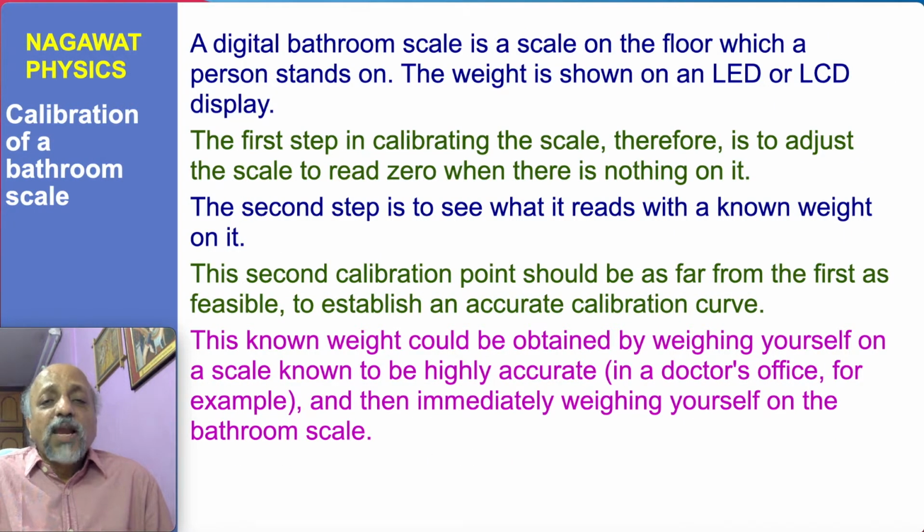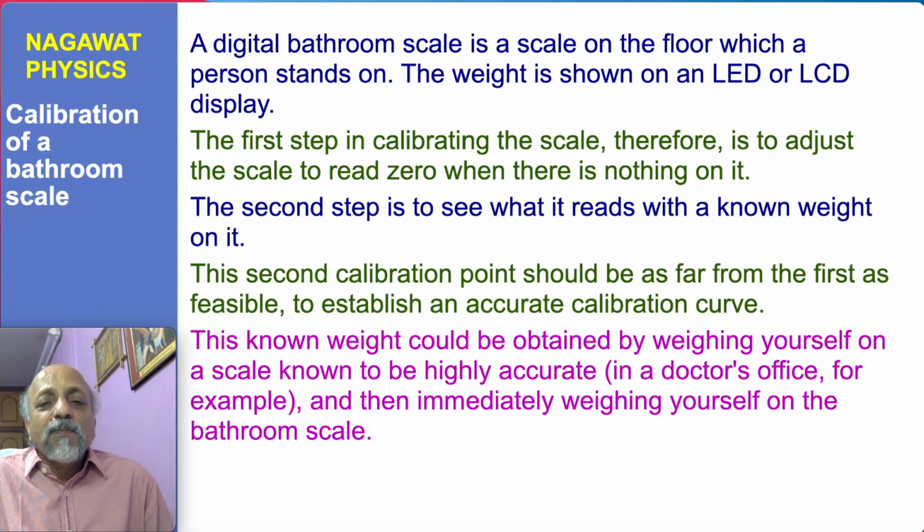Now, for example, I give you a case: a digital bathroom scale. A digital bathroom scale is a scale on the floor which a person stands on, and the weight is shown on an LED or LCD display. I hope that you have used a digital bathroom scale to weigh yourself. The calibration of the digital bathroom scale is generally described in the technical manual and user manual available with it. One should go through it.